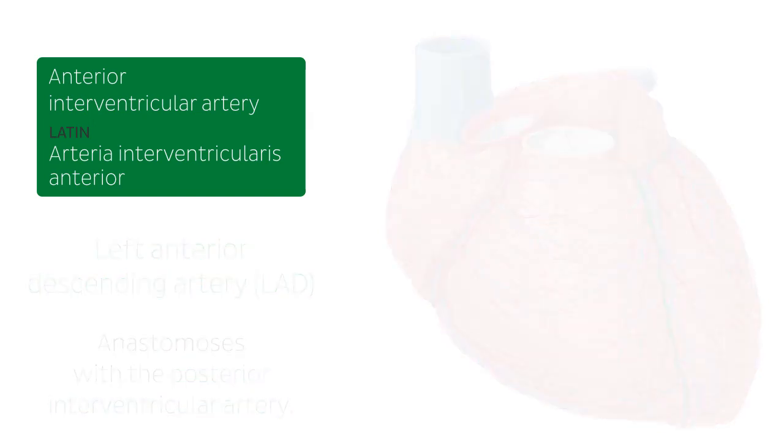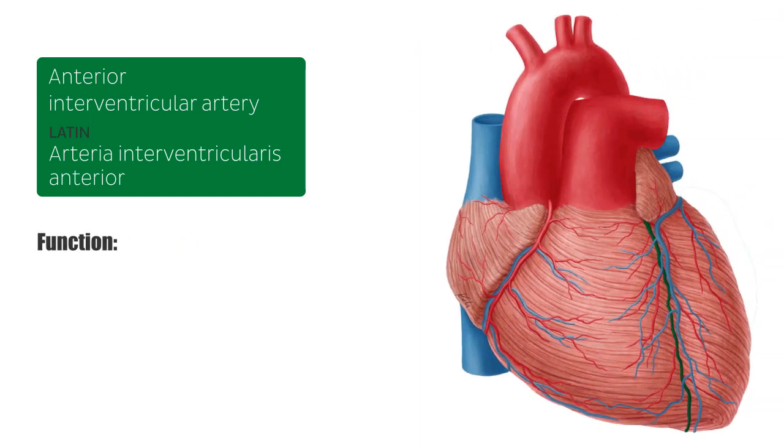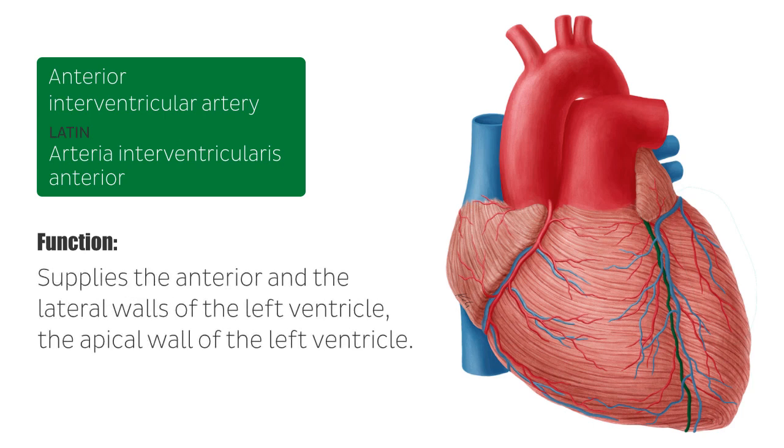Still on the anterior interventricular artery, I'm just changing the image here to talk about its function. Now notice that we just added the pulmonary trunk and the ascending aorta. On the previous image we had these two structures cut, but we're still looking at the anterior view of the heart. Now as for the function, this artery is going to be supplying the anterior and the lateral walls of the left ventricle, the apical wall of the left ventricle.